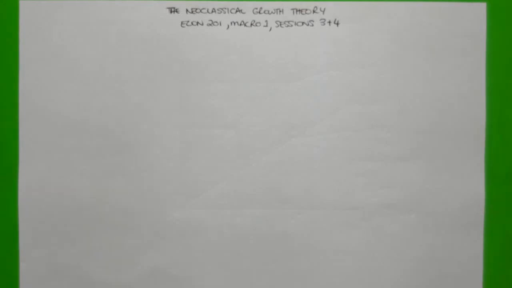Okay, so what we are going to do here is combine the various elements of neoclassical growth theory that we've been speaking of up until now, the production function, the investment requirement line, and the savings function, in order to establish the complete model of the neoclassical growth theory.